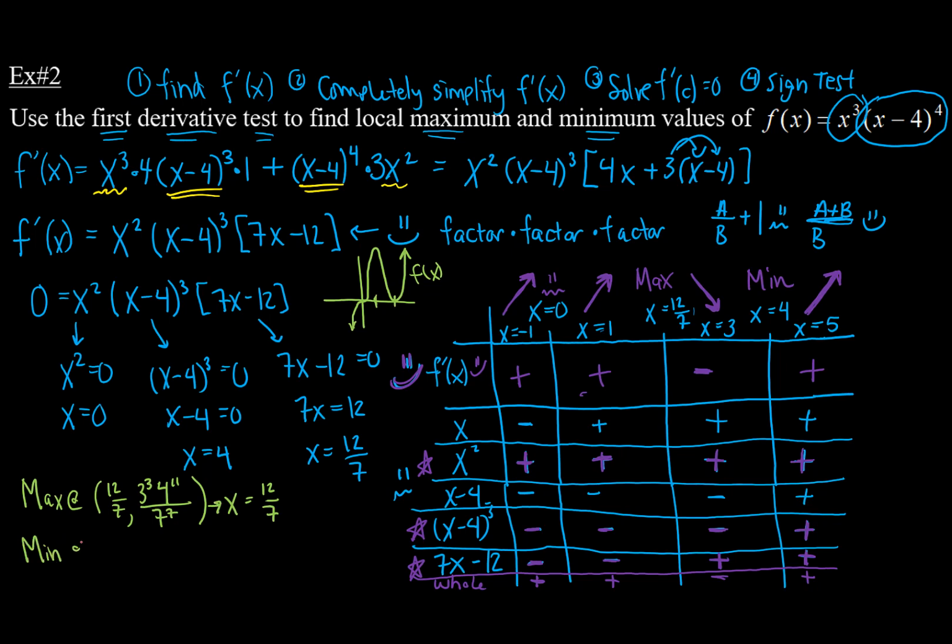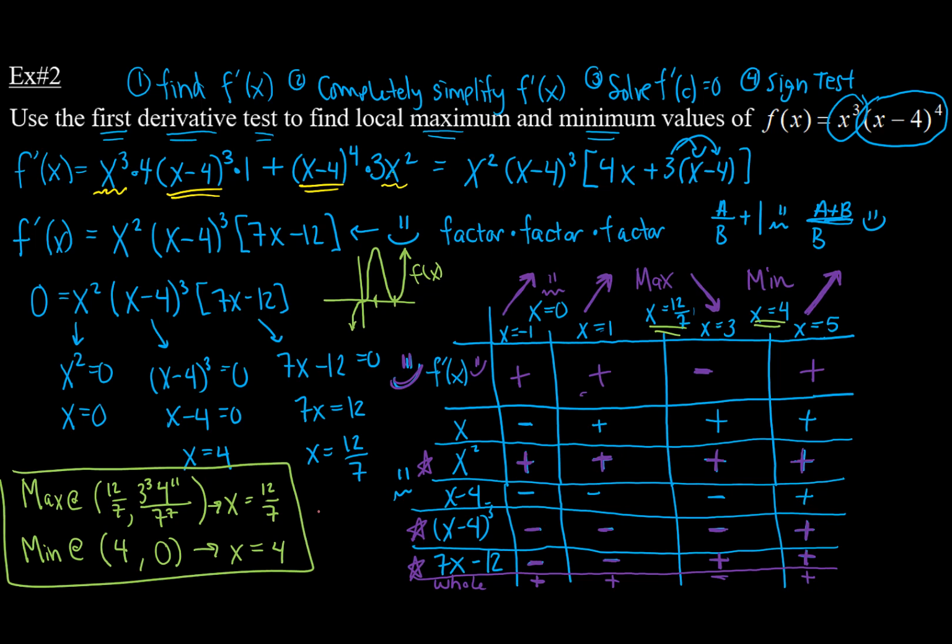And then you've got a minimum at x is equal to 5. And then if you plug, sorry, not 5, 4. 4 is my critical number. This is 12/7. So I plug in 4, and I plug that into my original function, I get 0. Okay, so I've got a local min at (4, 0), or when x is equal to 4. And these are my answers.